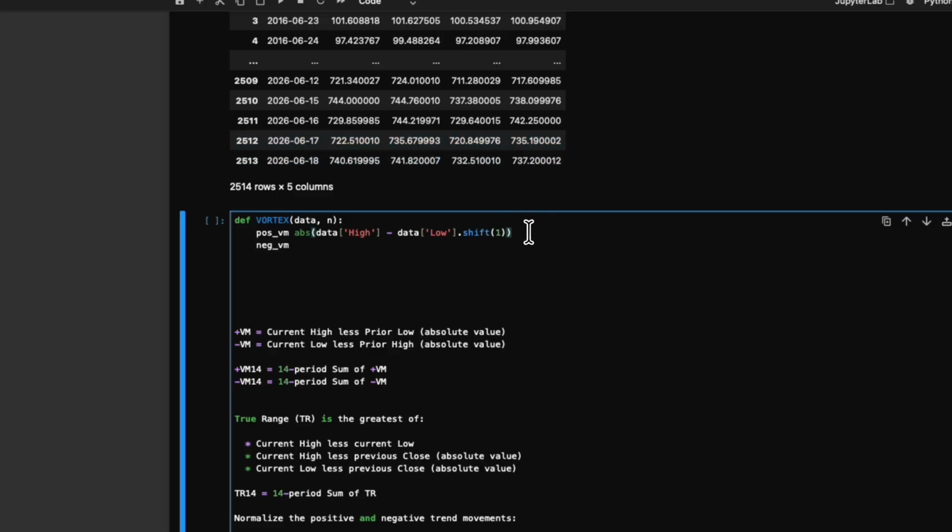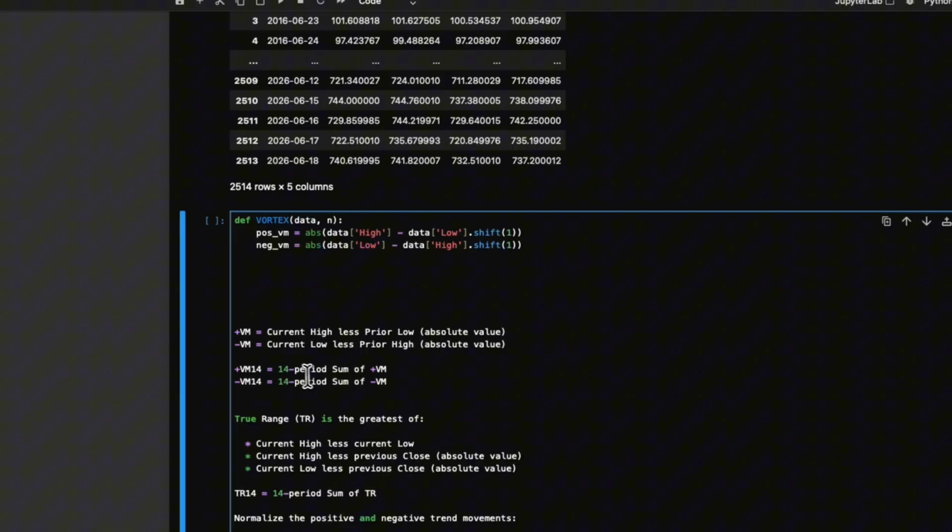So that is the positive movement, and we're just going to copy this across and create the negative movement, which is the current low minus yesterday's high. So we're just going to flip these around. So that is the low minus the high.